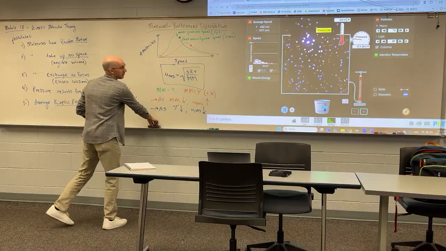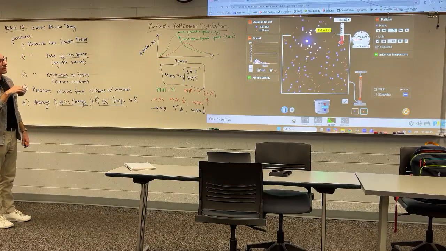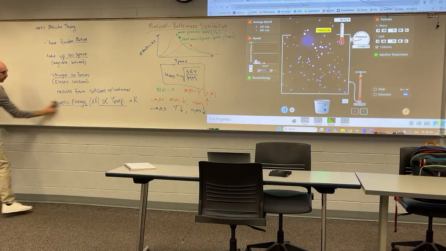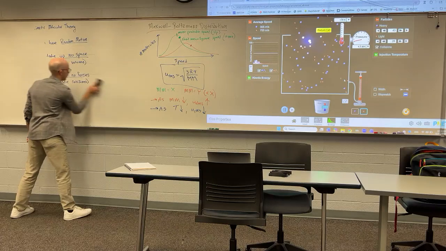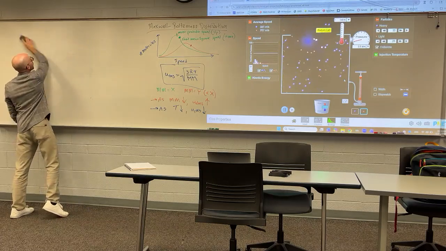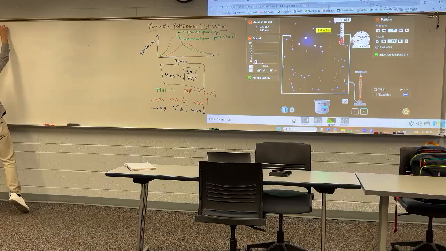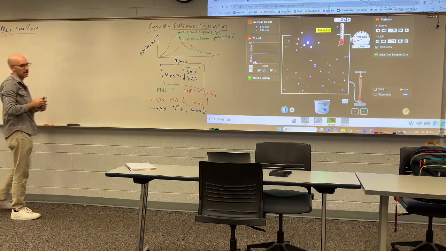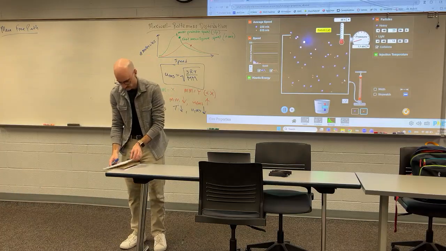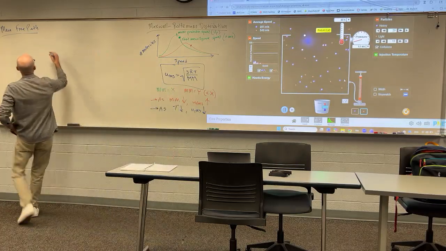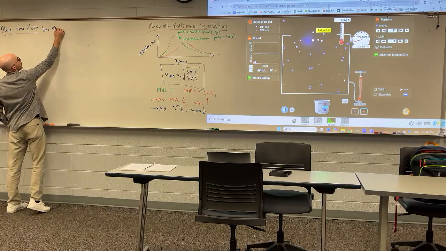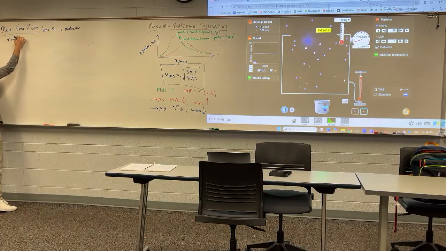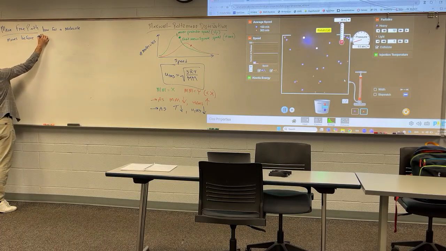The movement that these atoms take can be referred to by their mean free path. That's how far a molecule moves before a collision.